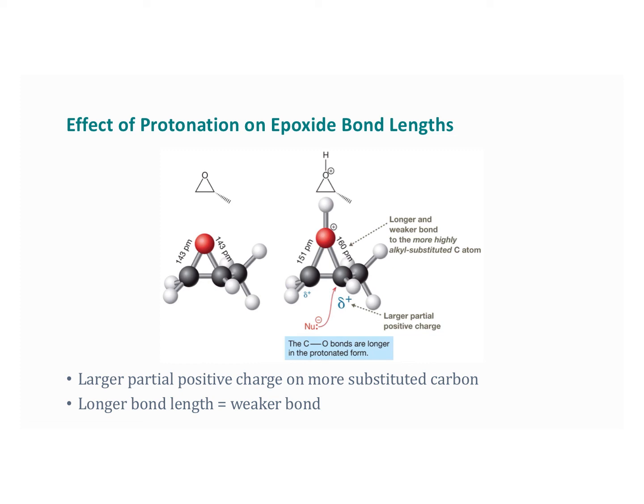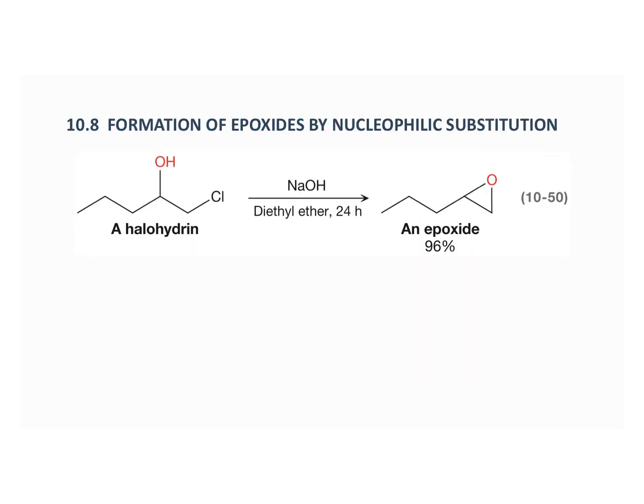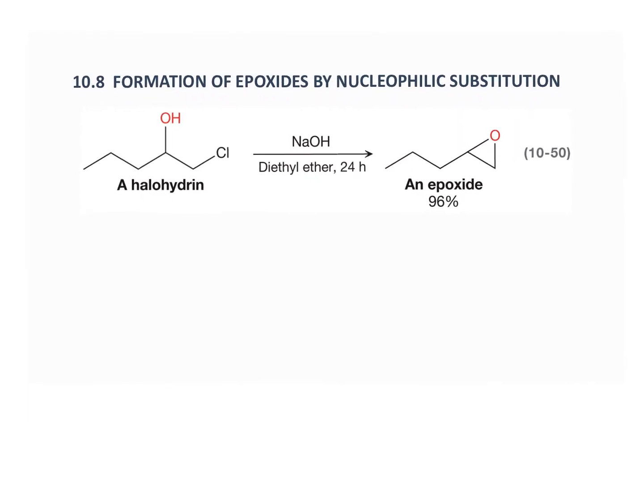All right, so we've talked a lot about how valuable epoxides are as substrates in nucleophilic substitution reactions. But maybe the burning question in your heart is, hey, Dr. Pierce, how do those suckers form? Well, epoxides are pretty unstable because they're super reactive. So epoxides, very unfortunately, can form accidentally and cause explosions.